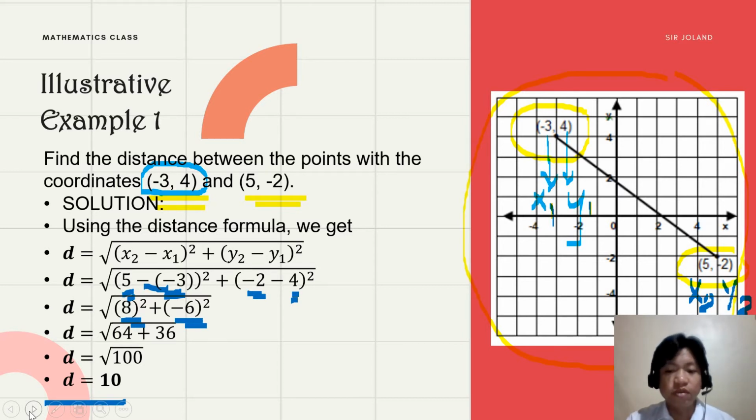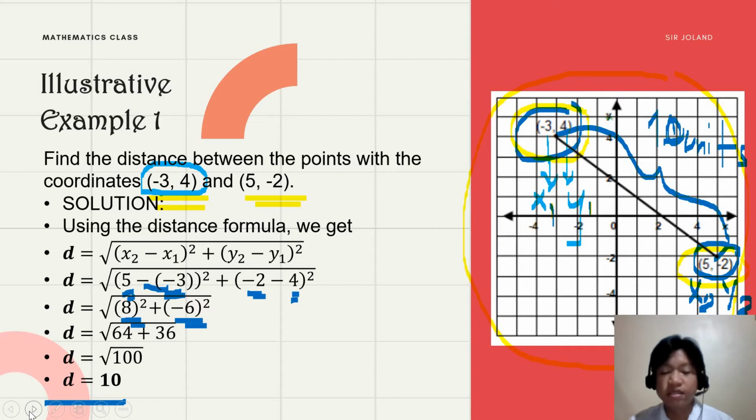So the distance between 2 points, so between negative 3, 4 and 5, negative 2 is 10 units. So yung distance nito, okay, so we can now write here as 10. So, 10 units siya. Okay, kasi wala pa naman tayong binibigay na unit of measurement. So, generically, lalagay natin dyan ay yung units. So, 10 units yung distance niya between these 2 points. Okay? Ayan. So, I hope naintindihan yung process ng pag-solve ng distance between 2 points using the distance formula.